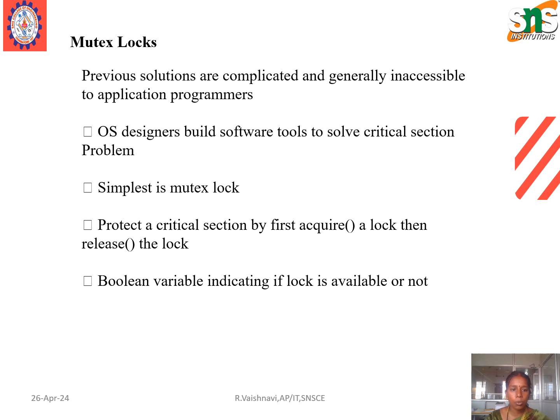Last one is mutex locks. The previous solutions are complicated and generally inaccessible to application programmers. So OS designers build software tools to solve the critical section problem. The simplest is the mutex lock. Protect a critical section by first acquiring a lock, then releasing the lock. It uses a Boolean variable indicating whether the lock is available or not.